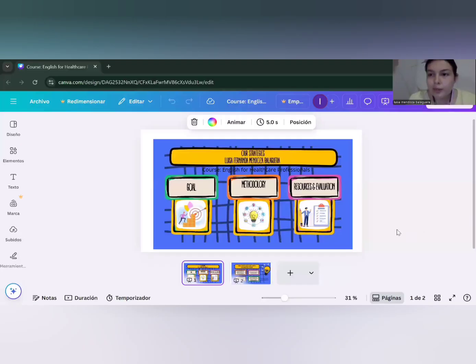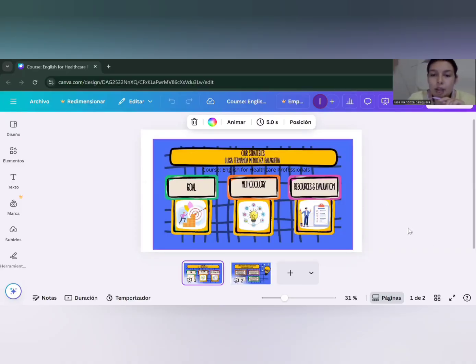I'm Fernanda Mendoza Balaguer, and today I'm going to talk about my strategy for the course that I chose. In this case, the course is English for healthcare professionals. My goal for this course is that they will be able to express themselves in real life situations, real conversations in a hospital.